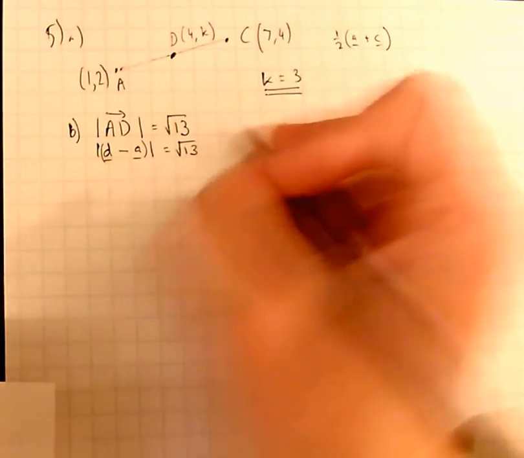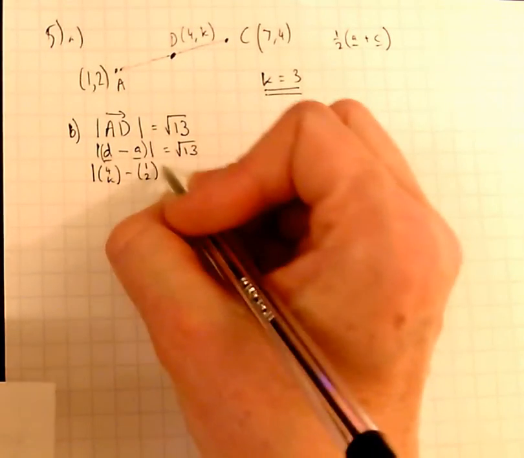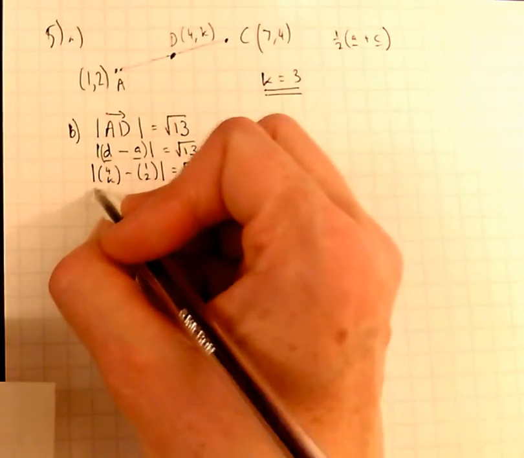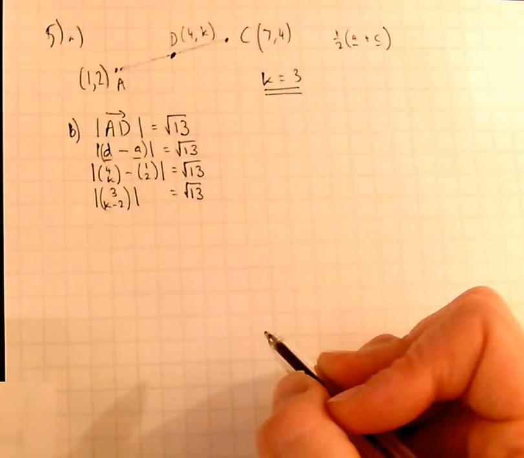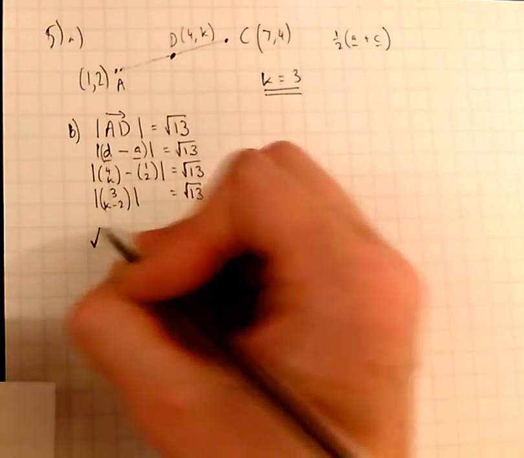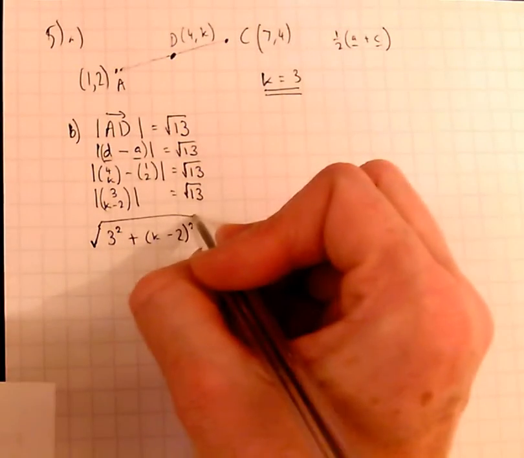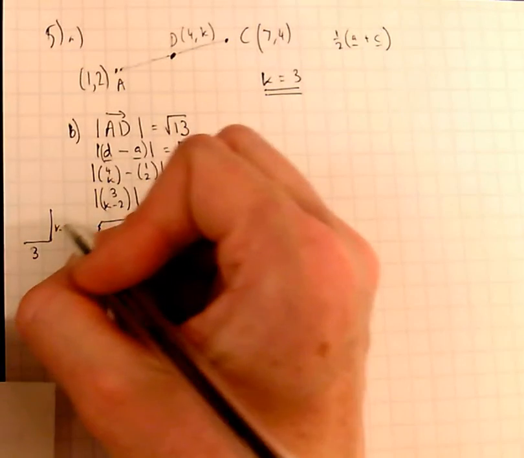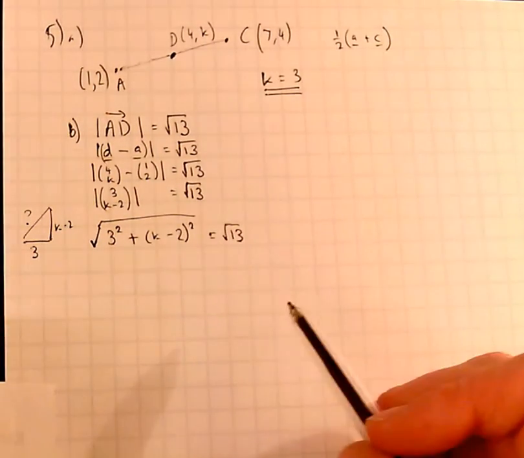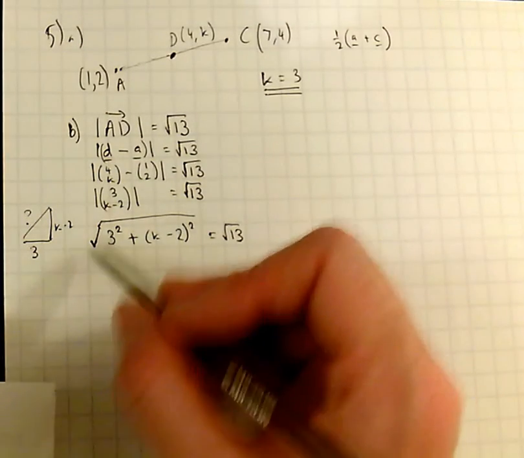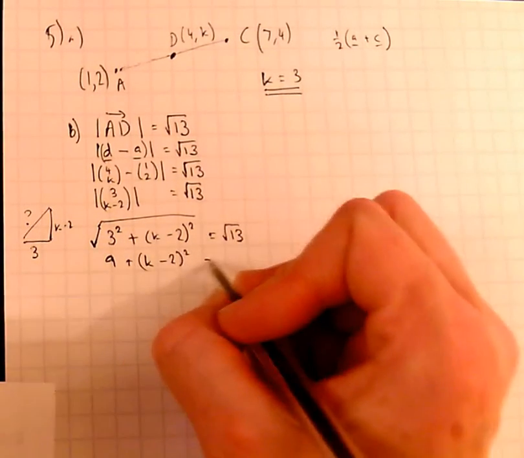Okay? So let's just substitute in the values that we're given. So D is 4, k and A is 1, 2. And we can simplify that further, and we get 3 and k minus 2. To find the magnitude of a vector, you take the first component, 3, square it, and add on the second component squared, and then you square root the whole thing. It's a little bit like going 3 across, k minus 2 up, and we want to know the length of the hypotenuse. So that is equal to root 13. Because they're both square rooted, we can ignore the square root and square both sides. So we get 9 plus (k minus 2) all squared is equal to 13.